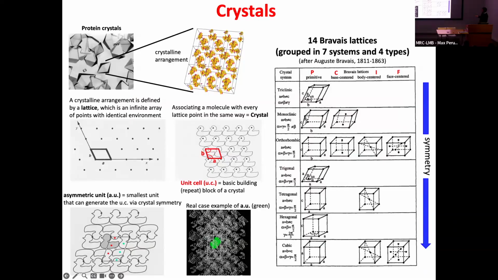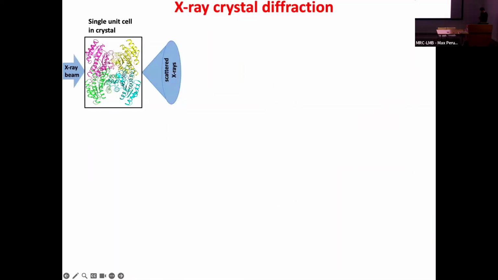And these lattices that can produce crystals, there are only 14 types of lattices. They're called the Bravais lattices. And that's all I will say about this.